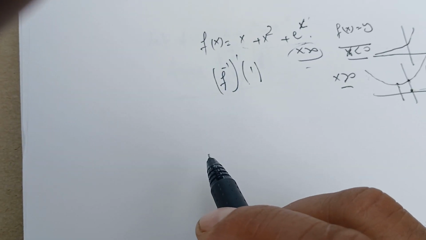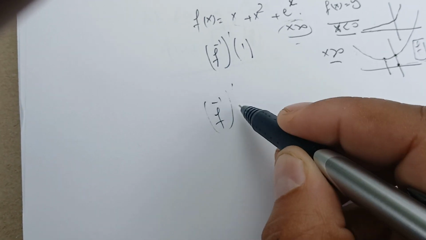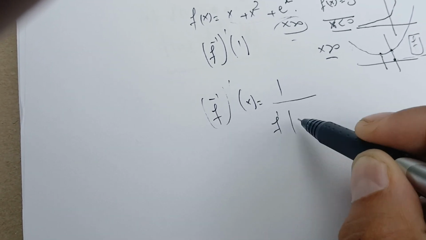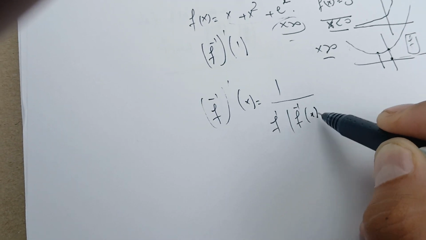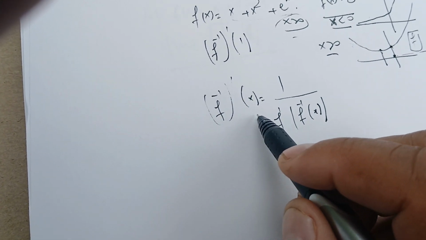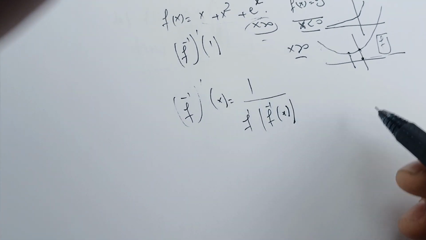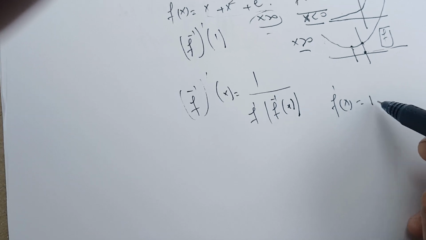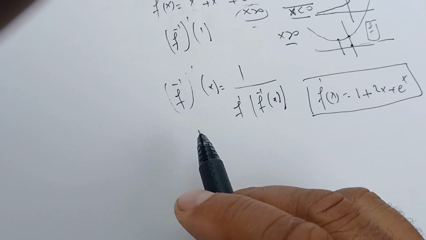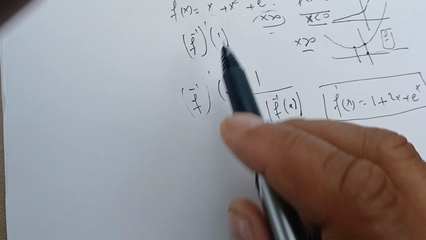Another thing is that we know that the derivative of f inverse at any point x is given by 1 over f prime of f inverse of x. The problem is we know f, so we can compute f prime. In fact, f prime of x is given by 1 plus 2x plus e to the x. So this is f prime. The issue is, how can we get f inverse?